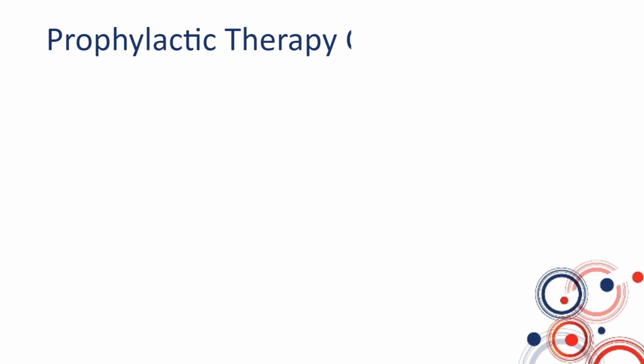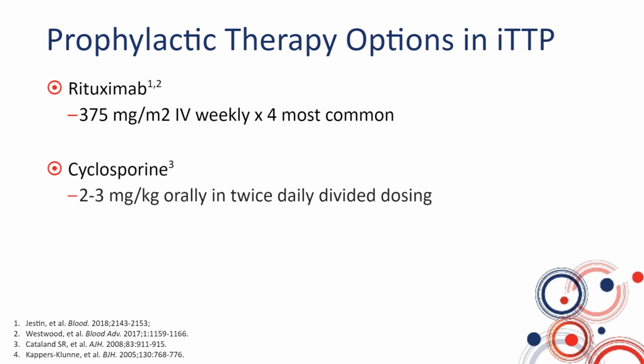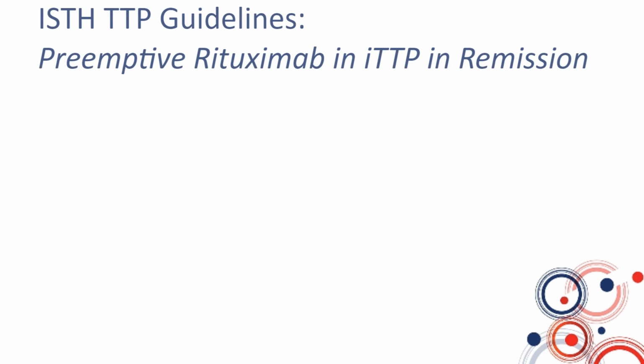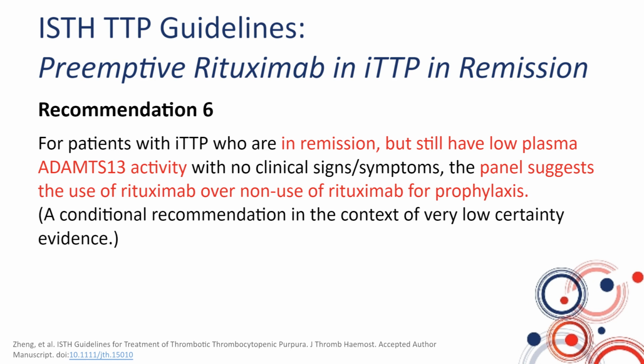Just to touch on briefly some prophylactic therapy options, and we're only going to highlight rituximab and splenectomy today, but rituximab, cyclosporin, as well as splenectomies have been reported to be effective prophylactic options to prevent future recurrences of immune-mediated TTP. And if we look at the ISTH TTP guidelines, recommendation number 6, for patients with immune-mediated TTP in remission, but with low ADAMTS13 activity and no clinical signs or symptoms, the panel suggests the use of rituximab over non-use of rituximab for prophylaxis.